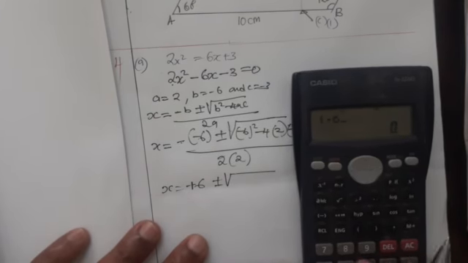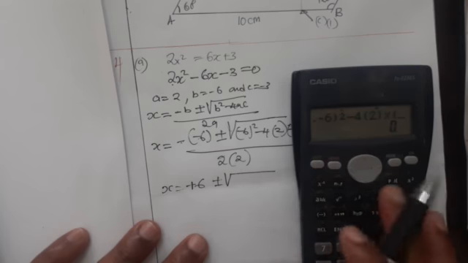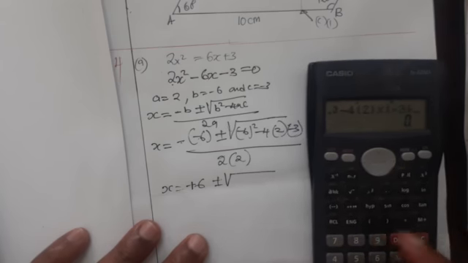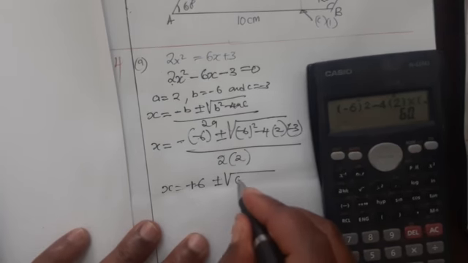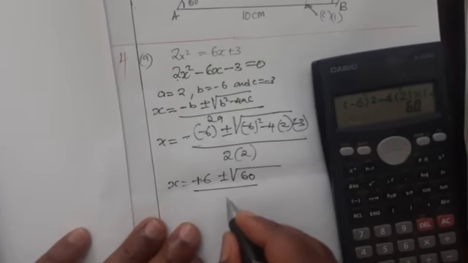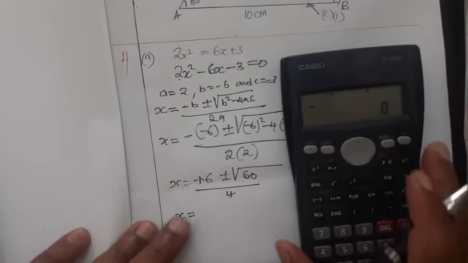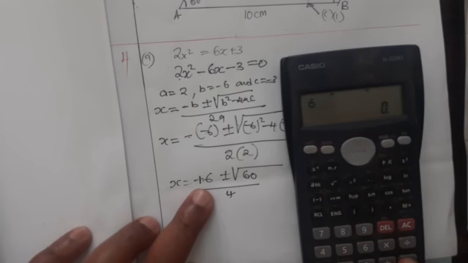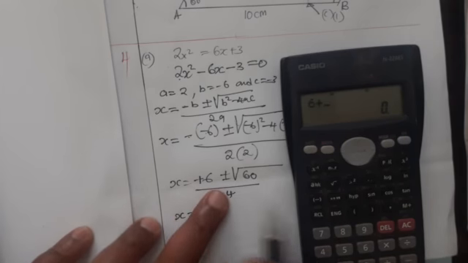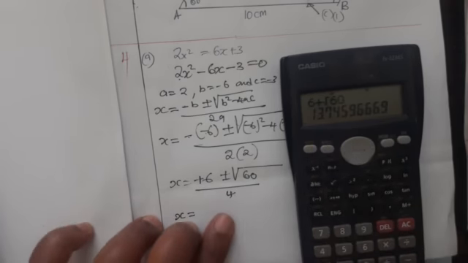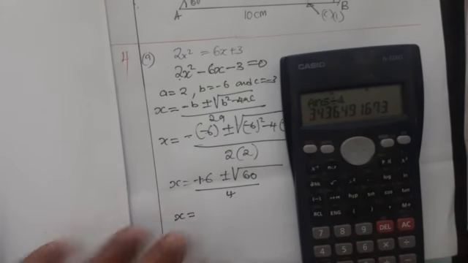So negative 6 to the power 2 minus 4, open the bracket, 2 times negative 3 there. What do you get? So here we have got 60. This by that, it is 4. Then x is equal to 6 plus, you start with a plus, plus the square root of 60. What is the answer? I divide it by 4. What do I get? That is what we get there.